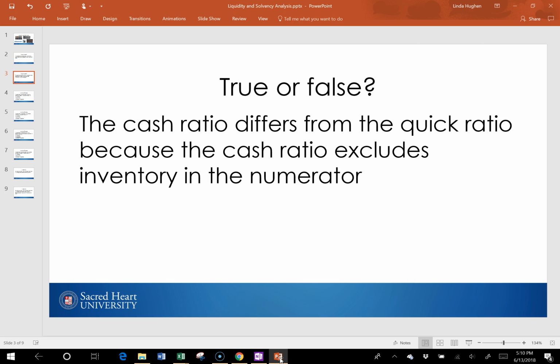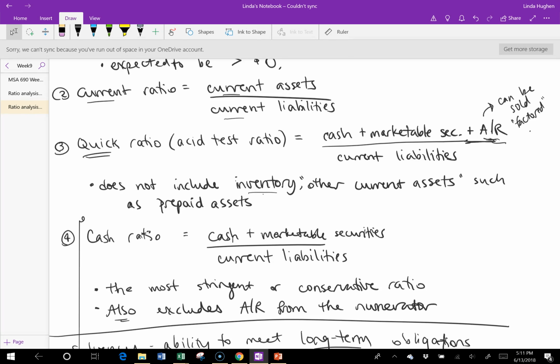The answer to this statement is also false. It is true that the cash ratio does exclude inventory in the numerator, but that's not what makes it different from the quick ratio. What makes the cash ratio different from the quick ratio is the fact that it excludes accounts receivable. Both the quick ratio and the cash ratio exclude inventory, so they are the same in that regard.